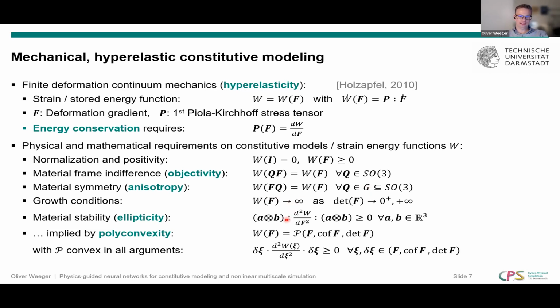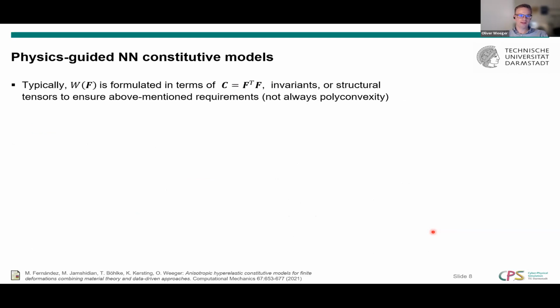There are growth conditions and the ellipticity condition, which is a very nasty condition, because here we have this positive definiteness only for rank 1 tensors. This ellipticity condition can be simplified a little bit because it is implied by polyconvexity, which means that the strain energy function has to be convex in terms of F, the cofactor of F, and the determinant of F. So when we formulate a constitutive model, we should keep all these conditions in mind, and we should fulfill all these conditions by construction, ideally.